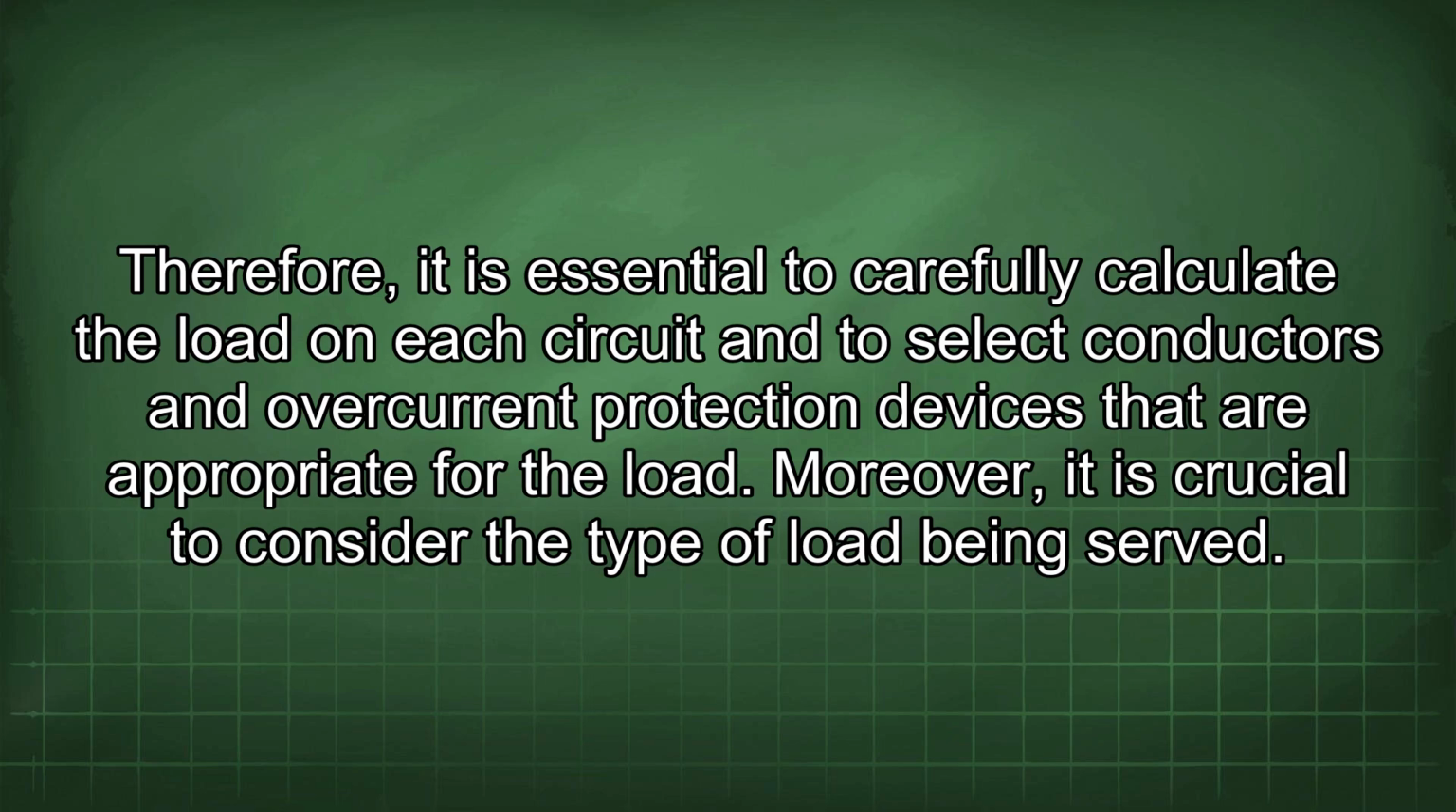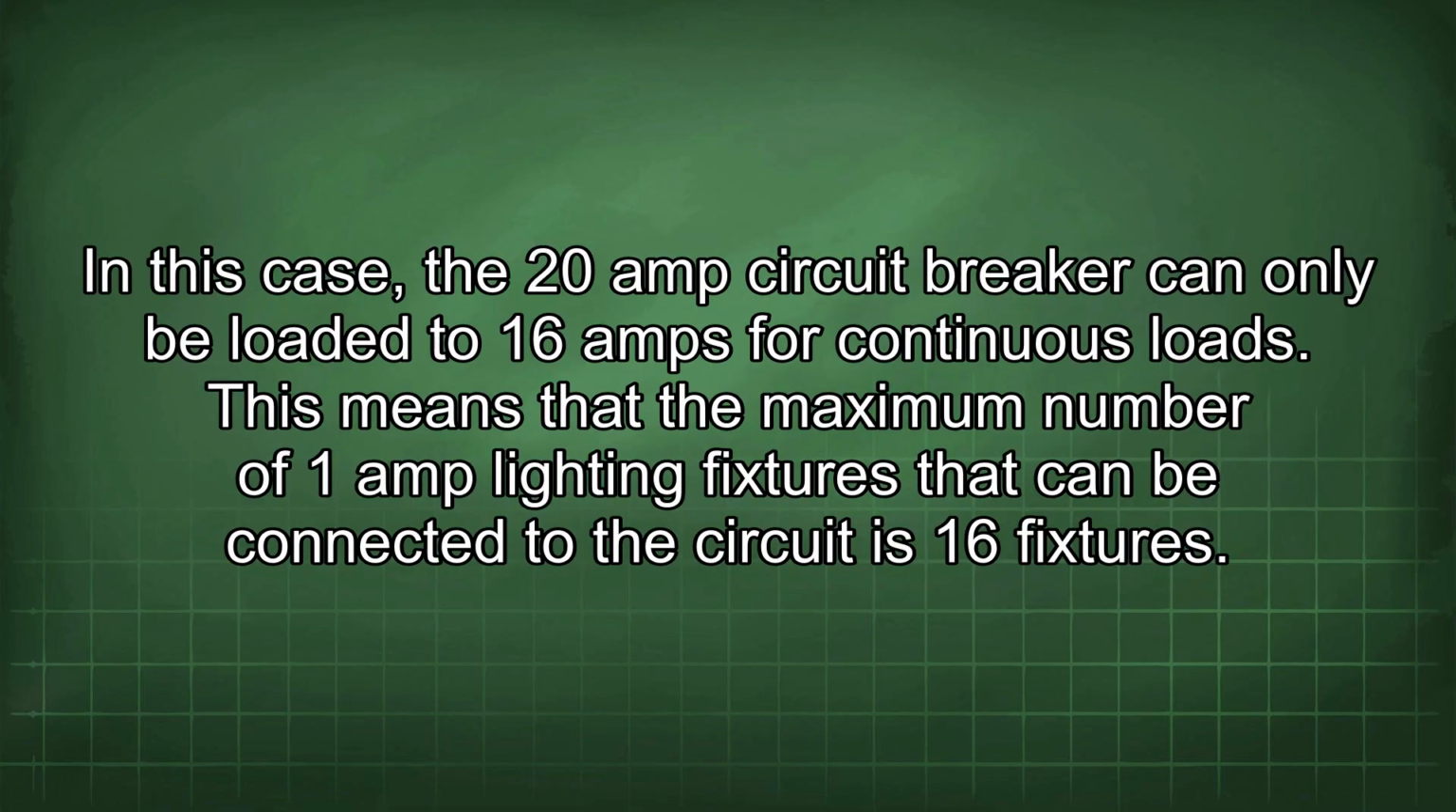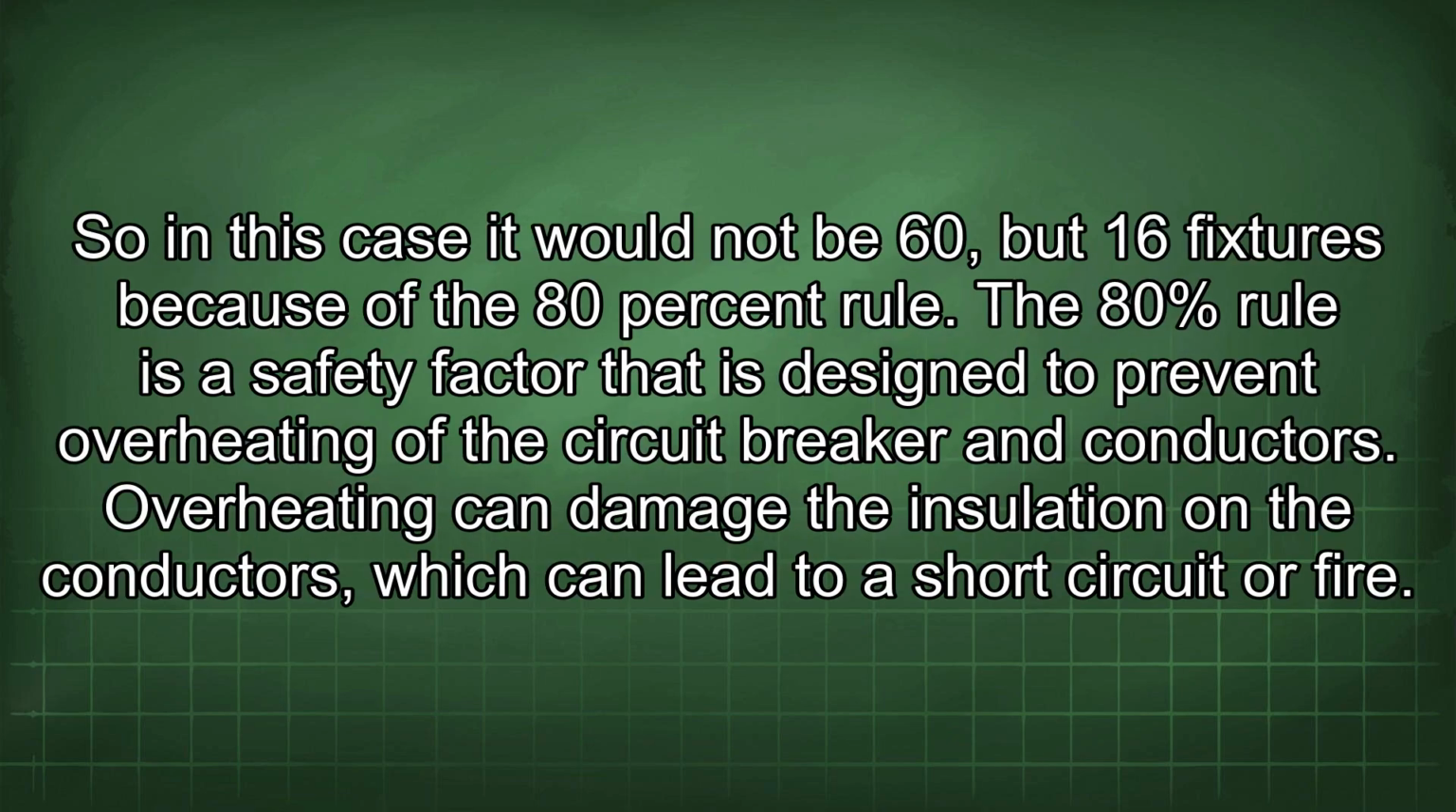Moreover, it is crucial to consider the type of load being served. Lighting loads are generally considered to be continuous loads, which means that they are expected to operate for 3 hours or more at a time. The NEC requires that continuous loads be limited to 80% of the ampacity of the overcurrent protection device. In this case, the 20-amp circuit breaker can only be loaded to 16 amps for continuous loads. This means that the maximum number of 1-amp lighting fixtures that can be connected to the circuit is 16 fixtures. So in this case it would not be 60, but 16 fixtures because of the 80% rule.